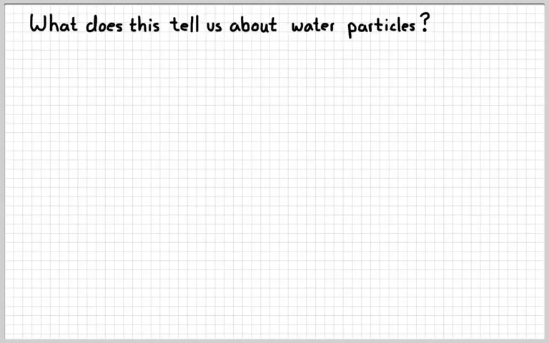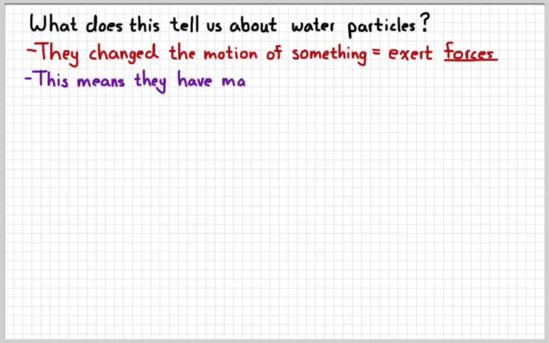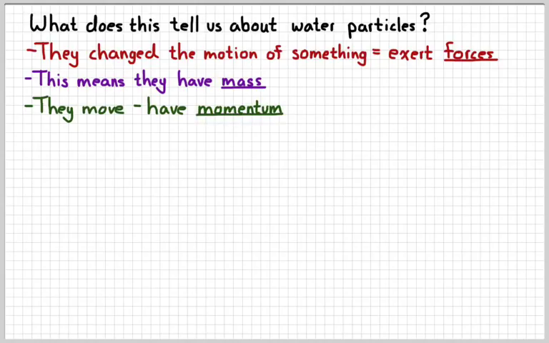So here are some things that we can learn from this. First of all, the water particles change the motion of something, namely the pollen, which shows that they exert forces on stuff. Now, as far as we know, the only things that are capable of exerting forces are things with mass. So this tells us that those little particles have mass. They're moving around, so things that are moving with mass have momentum, and they also have kinetic energy, which are really important properties of matter that we already know and love.